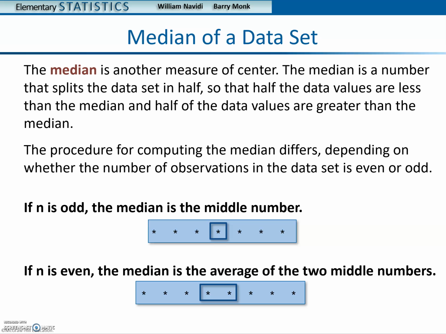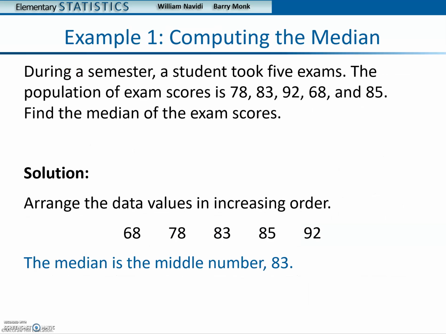If n is odd, meaning you have an odd number of data, just like the tests, there were 5 of them, that's an odd number. The median is just the number that's right in the middle. It must be in order. So the data must be in order. It doesn't have to be in order when you're doing the mean, but for the median it does. If n is even, meaning like if there were 6 tests, the median is the average of the 2 middle numbers. Again, when the data set is ordered.